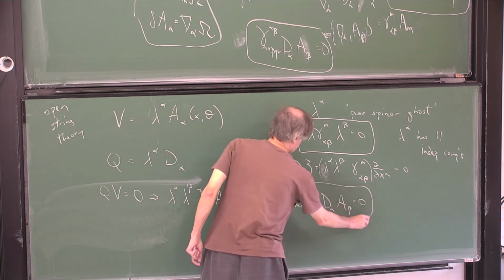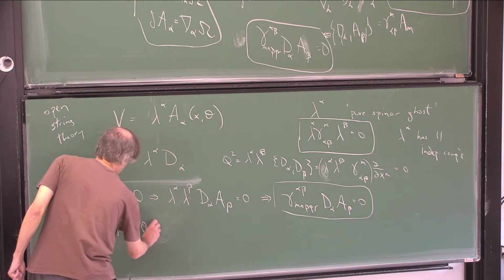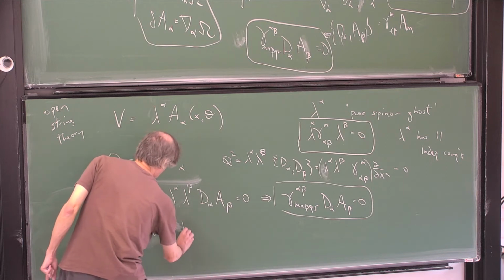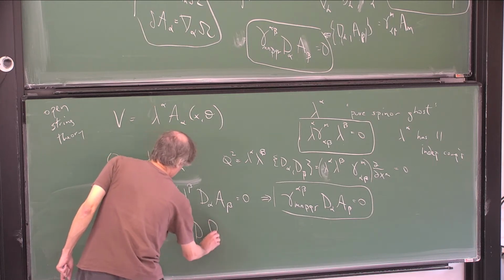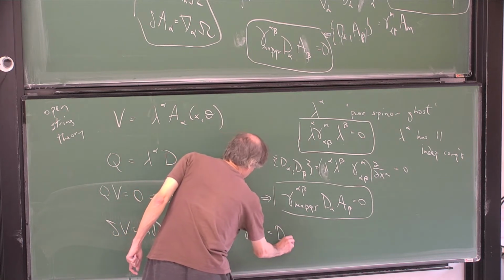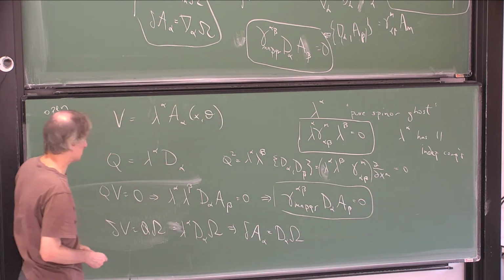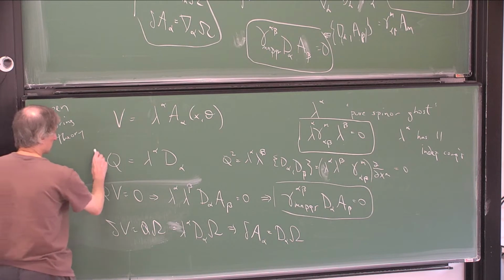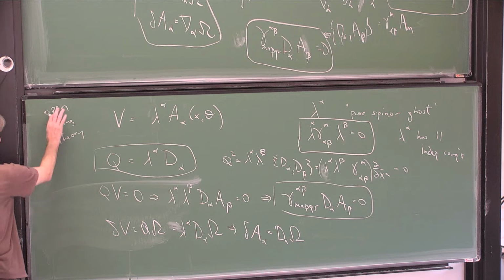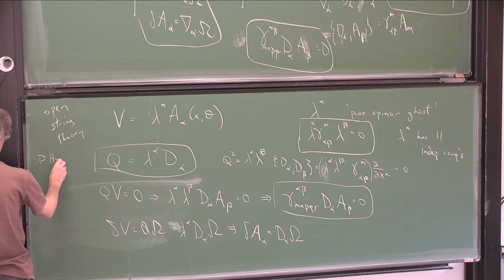So what we found is, and of course the gauge transformation delta V equals Q omega, is equal to lambda alpha D alpha omega. So this implies delta A alpha. So we produce the equations of motion and gauge symmetries of A alpha using this BRST operator. So this was essentially first understood, not in string theory, but just in super Yang-Mills by Paul Howe.